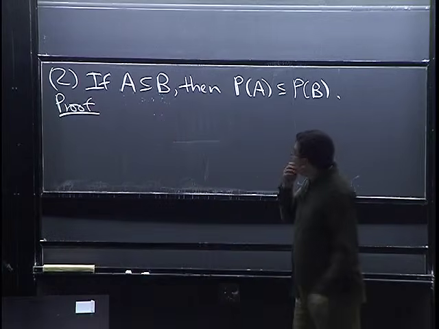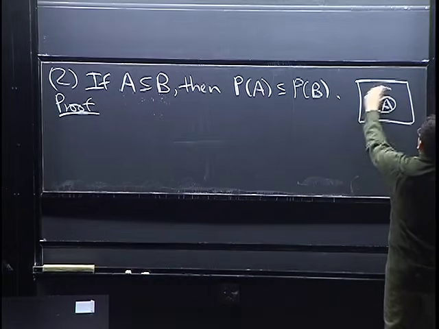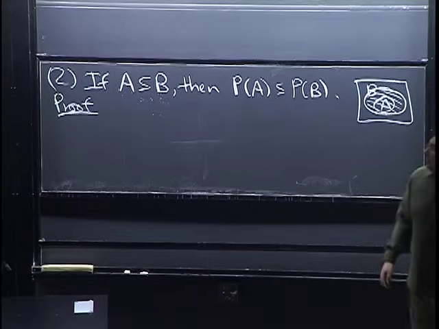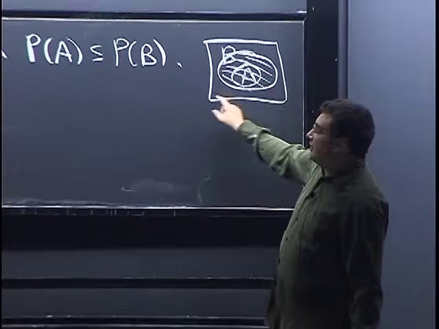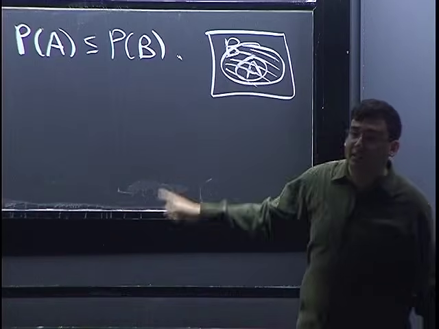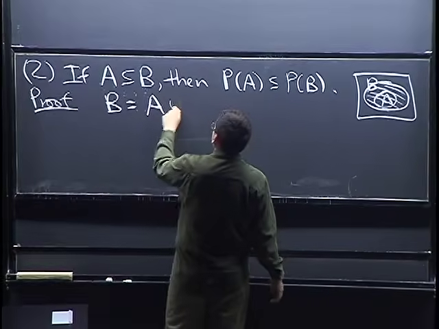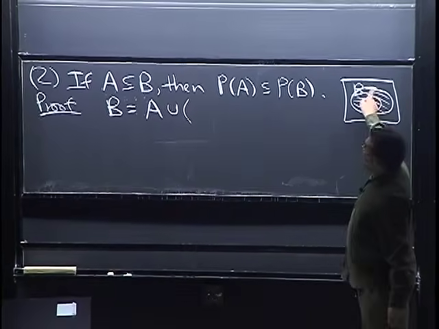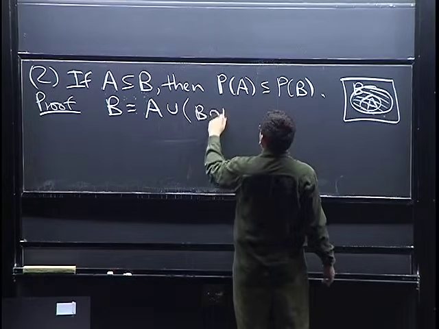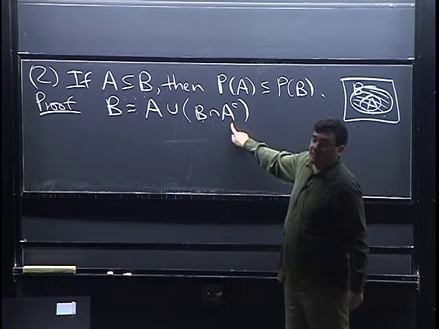So the proof would go, well, I'm still going to draw a little picture for some intuition. Here's A, and here's B. B is this bigger thing that contains A, okay? Now, I'm going to think of B as being split into two parts. There's A, and then there's this ring of stuff that's in B that's not in A, okay? So I'm going to decompose B into two parts. I'm going to think of B as A union with this ring. This ring is the stuff that's in B that's not in A. So I'd write that as B intersect A complement. The stuff that's in B that's not in A, okay?